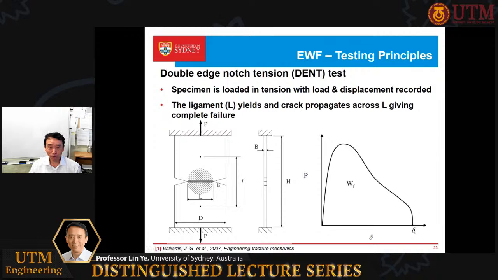If you load the specimen, you see the load increase, then you see the crack start to propagate until, at the largest displacement, the two specimen halves separate. Then you get a total energy. This energy also includes the plastic deformation. Okay, this is the total energy dissipation, including the plasticity and also the energy needed to create a surface.